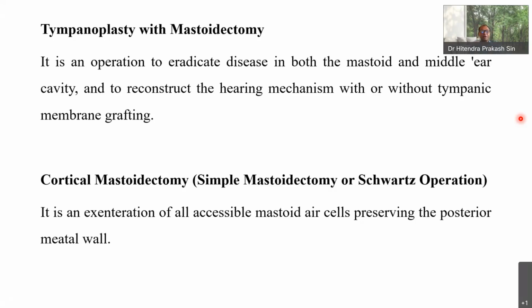When we say cortical mastoidectomy or simple mastoidectomy, another name is Schwartze operation, it is an exenteration of all accessible mastoid air cells, preserving the posterior meatal wall. In this operation, we remove all the mastoid air cells, whether diseased or not. We do complete exenteration of all accessible mastoid air cells and preserve the posterior meatal wall, and in this operation, we do not do anything in the middle ear.